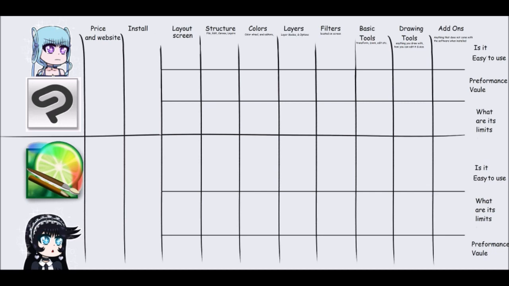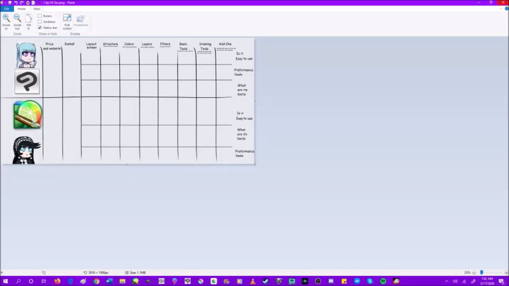I'm going to be deciding: are they easy to use, their performance value, and what are their limits. What I mean when I say performance value is how well the brush performs. Is it really good? Is it slow? Or is it too fast? And what are its limits? Basically meaning, how far can I go with this as an artist? Or will it actually not go far at all? So yeah, let's get into it.